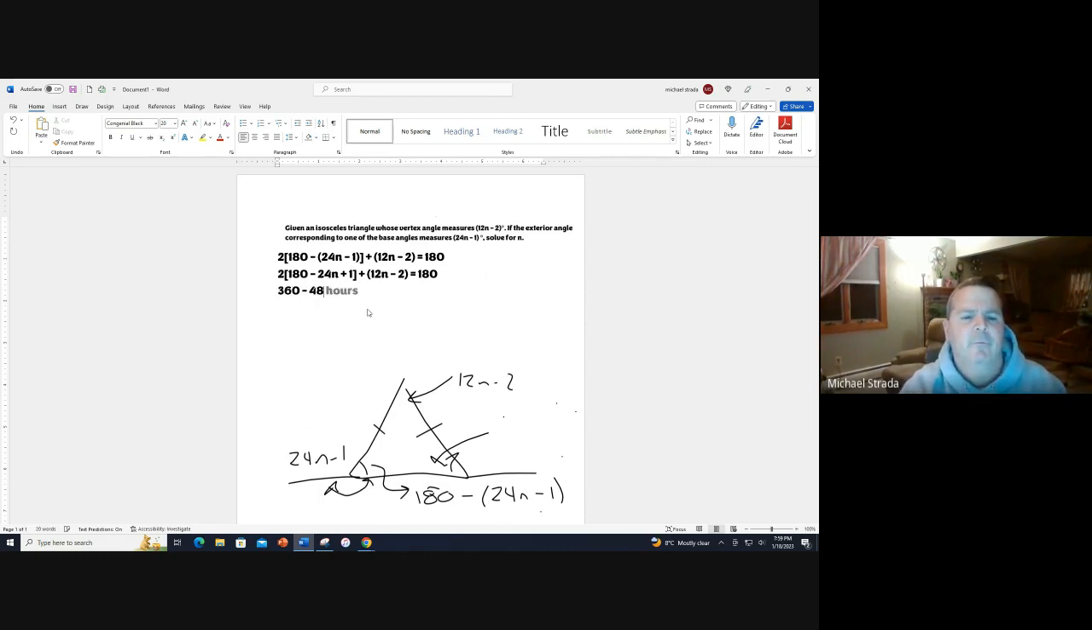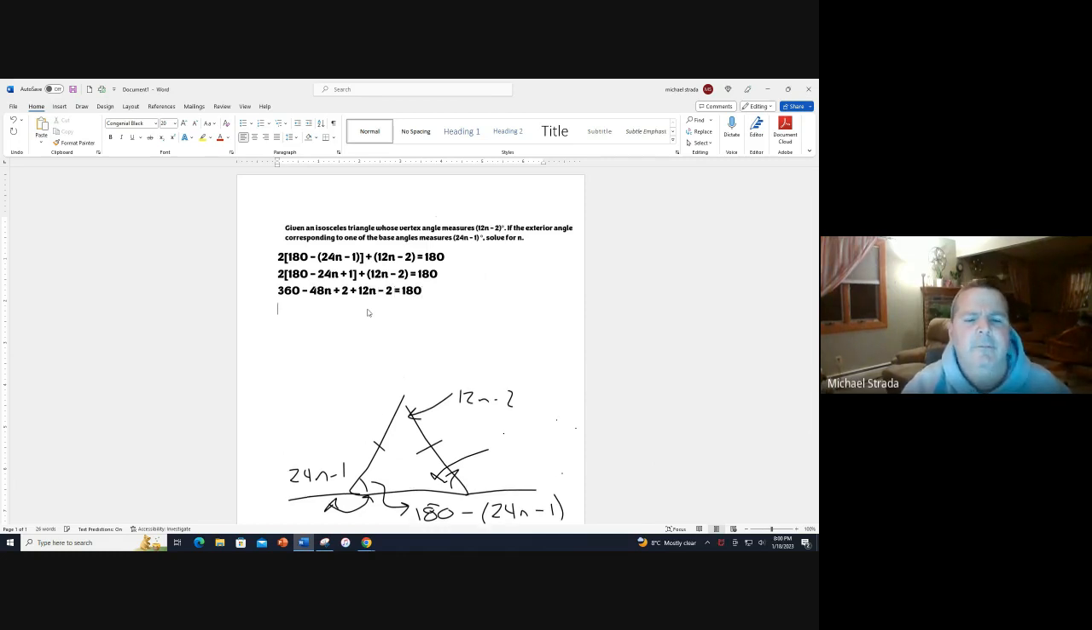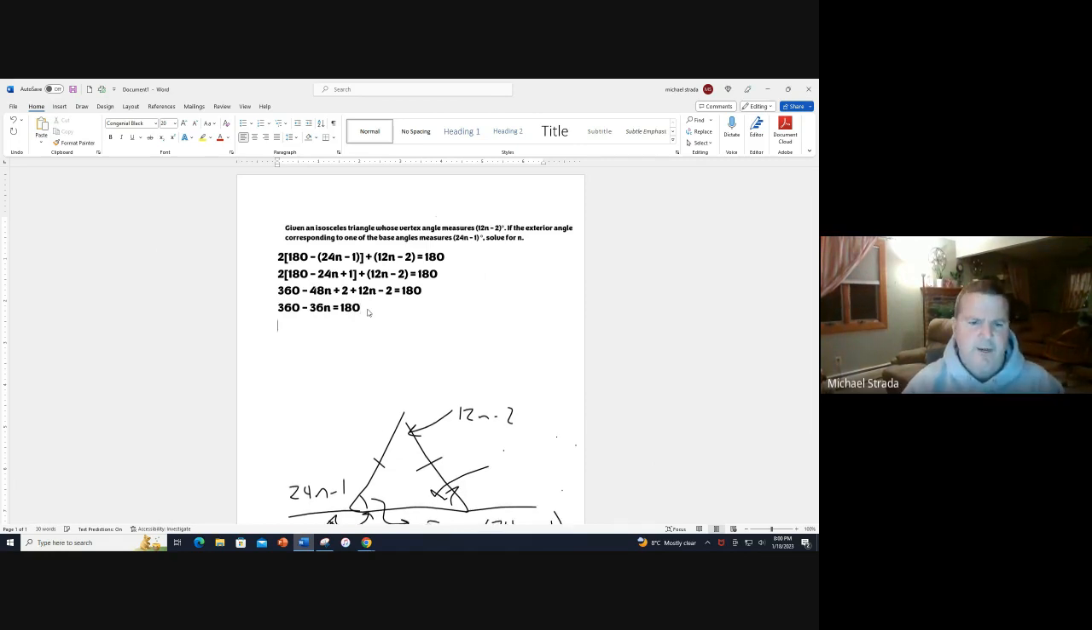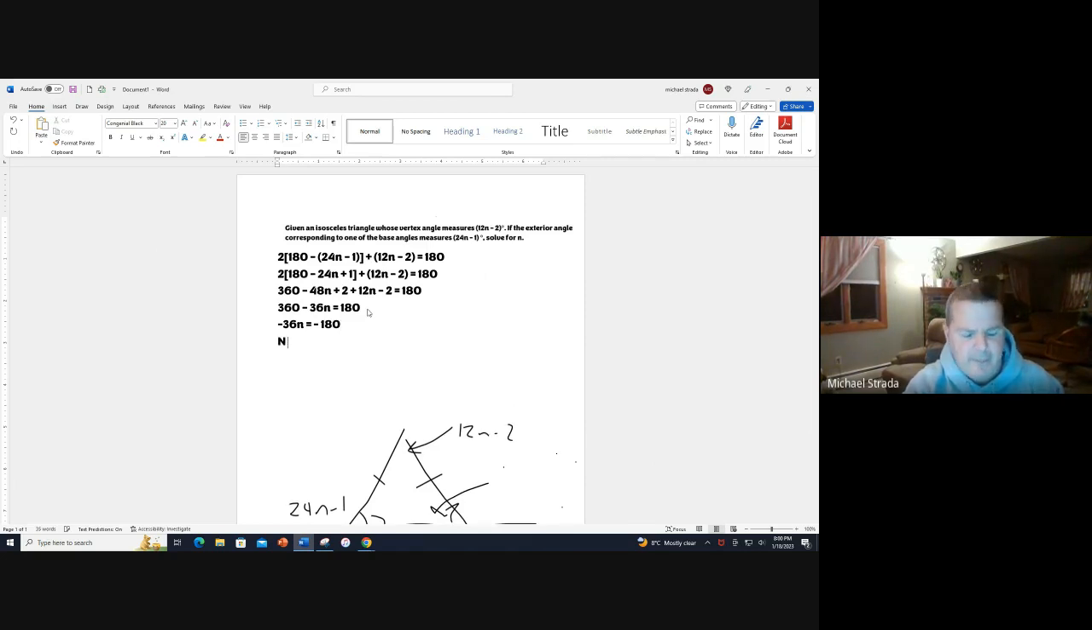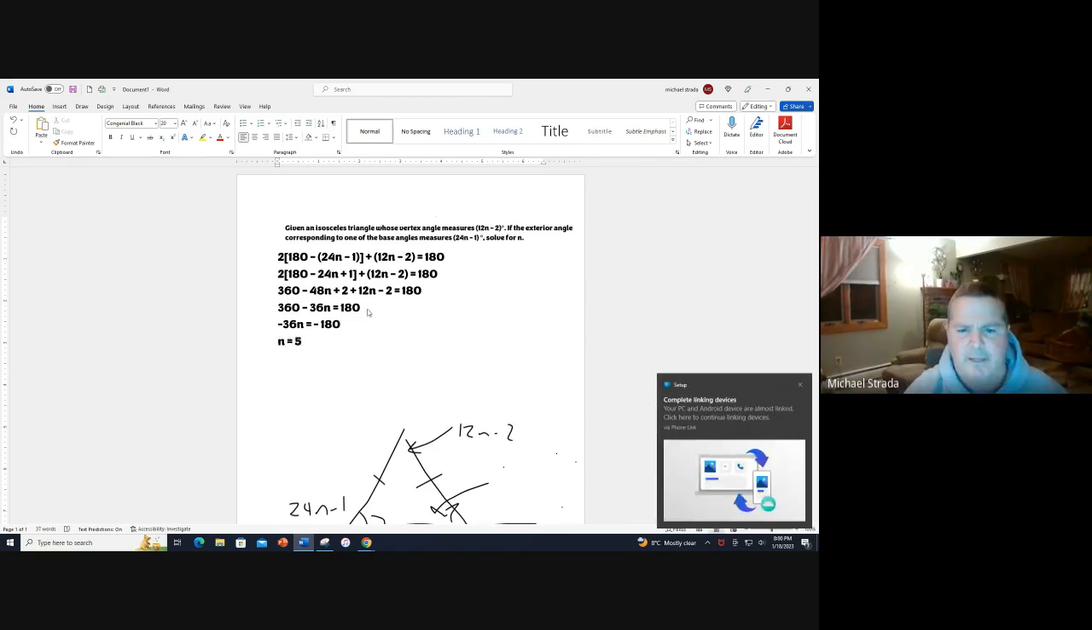360 minus 48n plus 2 plus 12n minus 2 equals 180. The 2 minus 2 is going to cancel out. So that's going to give me 360 minus 36n equals 180. All right. I'm then going to subtract 360 from both sides. Negative 36n equals negative 180. I'm then going to divide by the negative 36. I'm going to get n equals 5.